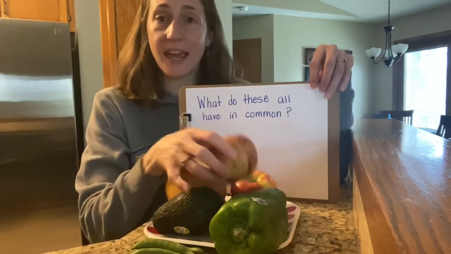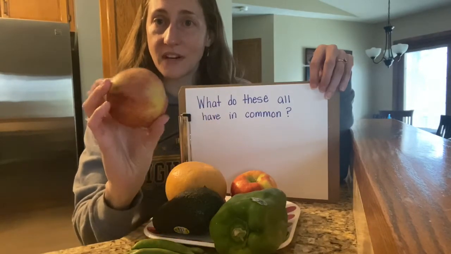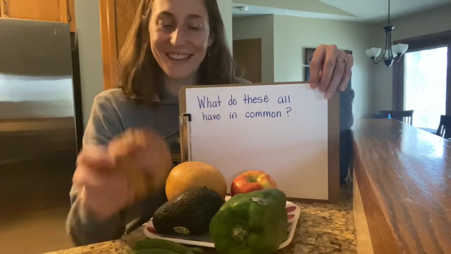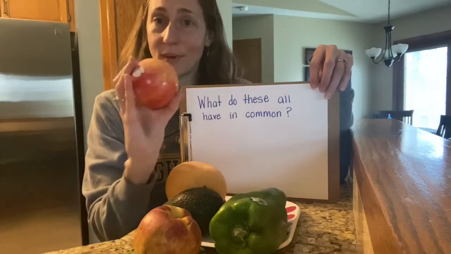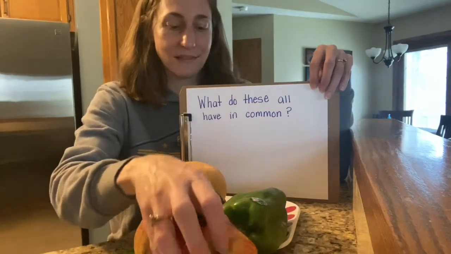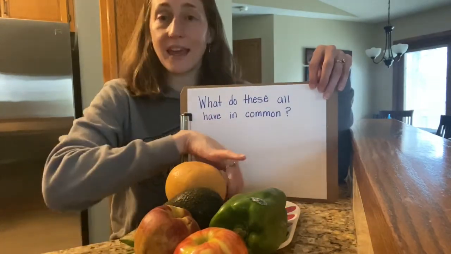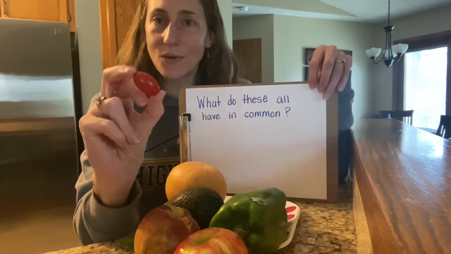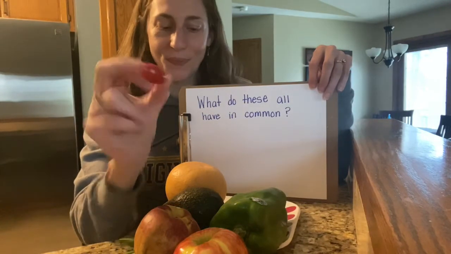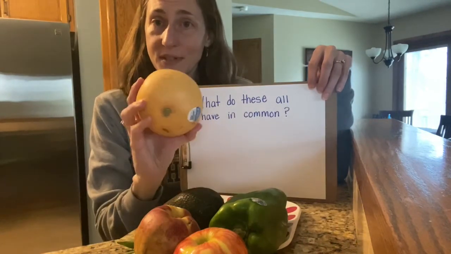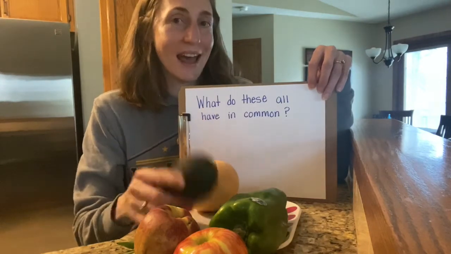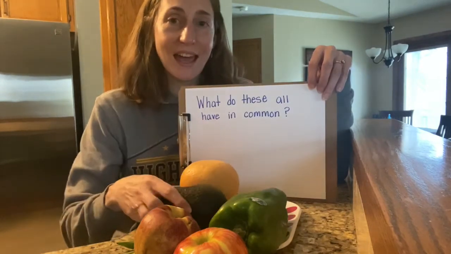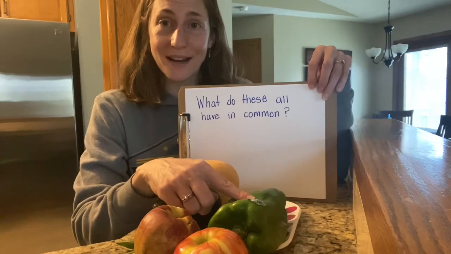I have a nectarine, which is very similar to a peach. I have an apple. I have a little mini tomato. It's a little cherry tomato. I have a grapefruit, an avocado, and I have a green pepper.